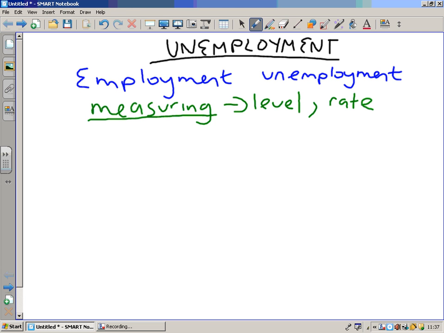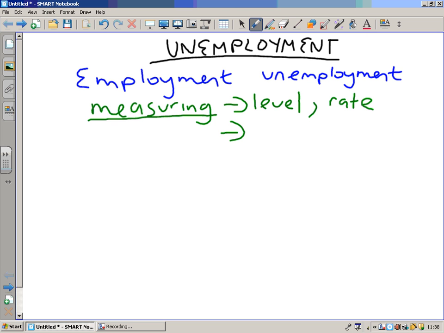So rate is the one that we prefer because it allows us to compare countries. Say, for example, both Britain and China have 10 million people unemployed, and that's the level of unemployment. The rate would show us a percentage. Clearly, because China has more people, their rate would be lower than ours. That's the one we use for international comparisons.